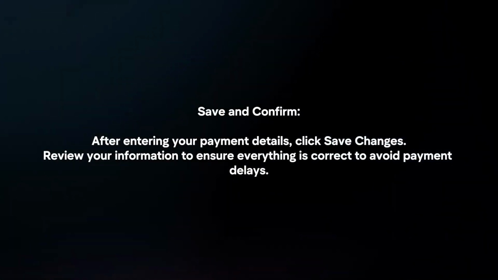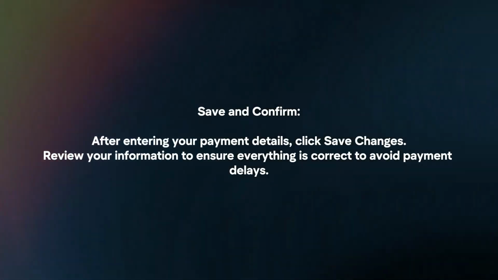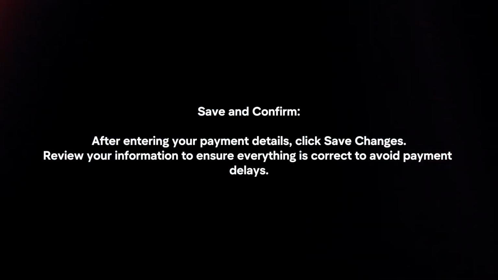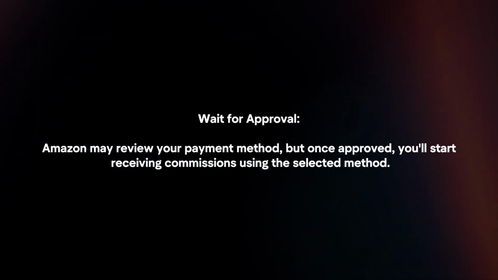Save and confirm. After entering your payment details, click Save Changes. Review your information to ensure everything is correct to avoid payment delays. Wait for approval. Amazon may review your payment method, but once approved, you will start receiving commissions using the selected method.